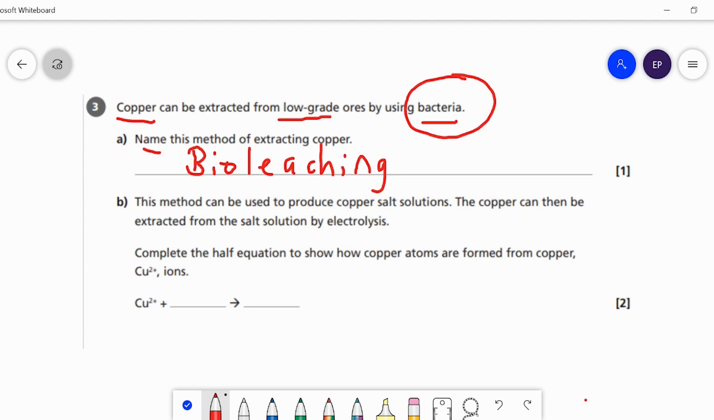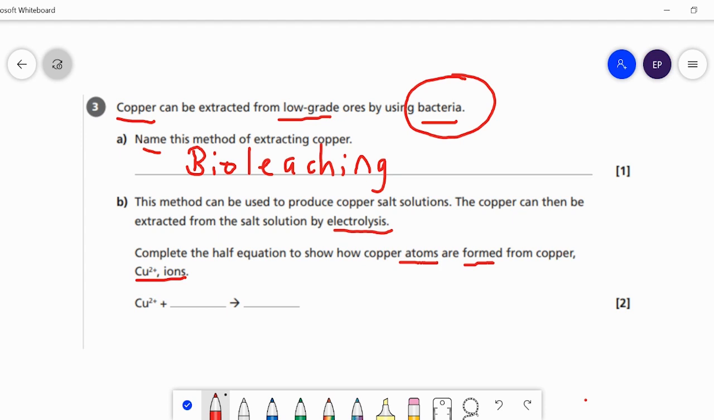B. This method can be used to produce copper salt solutions. The copper can then be extracted from the salt solution by electrolysis. Complete the half equation to show how copper atoms are formed from copper 2+ ions. And we've got the start of the balanced equation here.